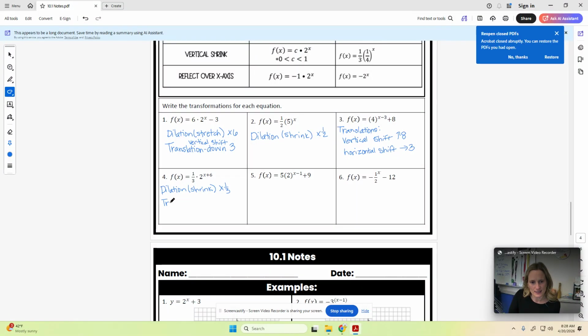And then we have a translation, which is a horizontal shift of 6 in the negative direction, so to the left 6.